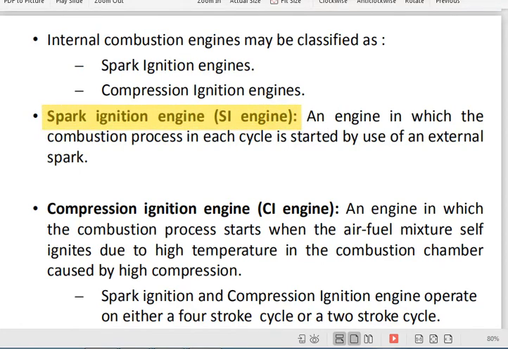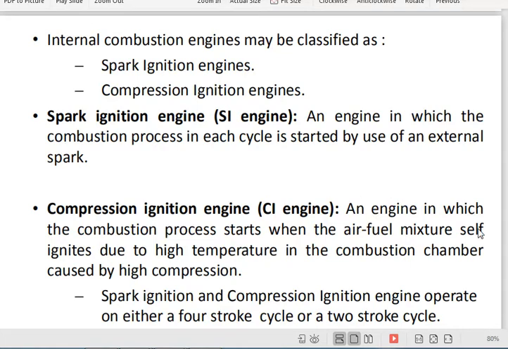Now what is a compression ignited engine? The name itself gives much of the idea. The name itself is telling you: compression ignition engine, which means the ignition happens because of compression, and that is called the compression ignition engine.